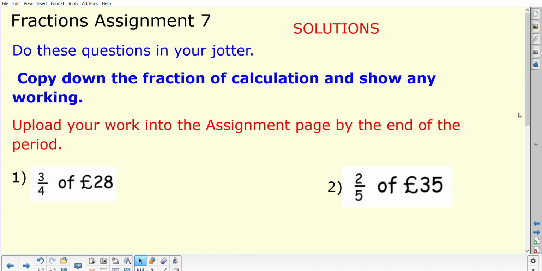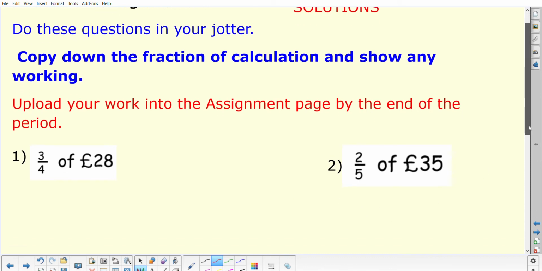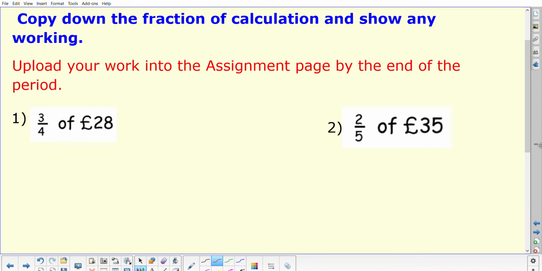So in this assignment, you were asked to work out the fractions of, and it clearly says in the assignment that you should copy down the fraction calculation and show any work. So if you watched the video on Monday, you would know that the working you should be doing to do these types of questions, you first of all think about this as if you were working out 1/4 of 28. So in fact it says 3/4 of 28.